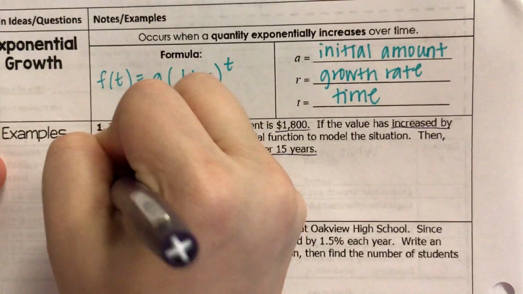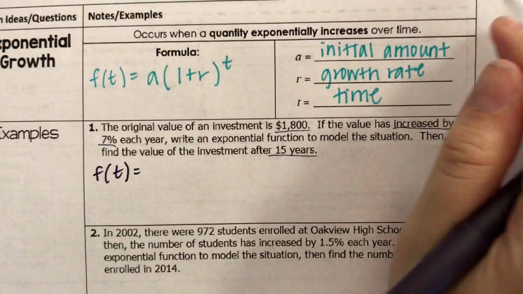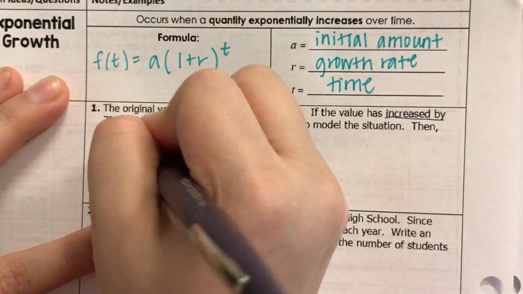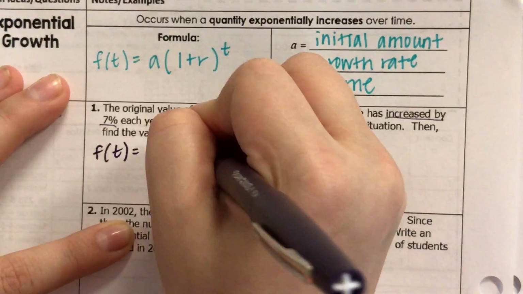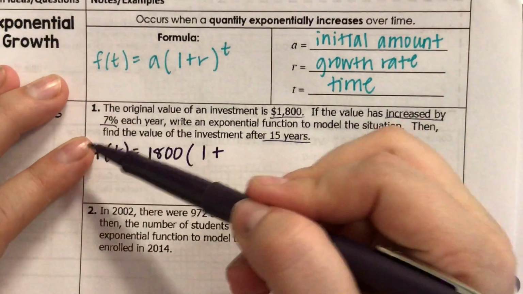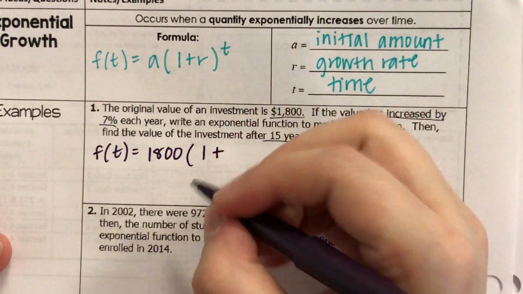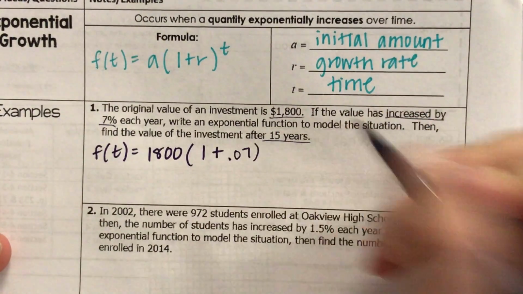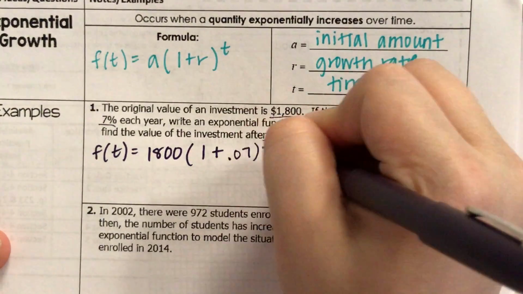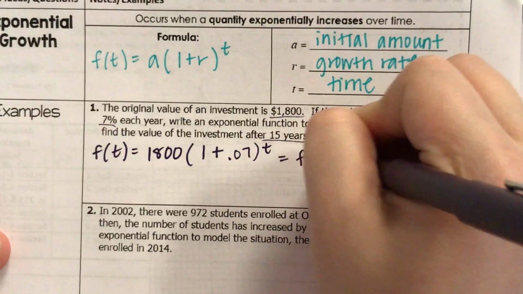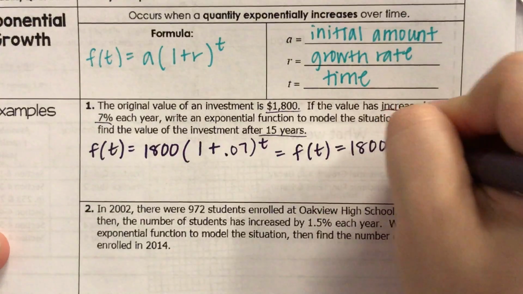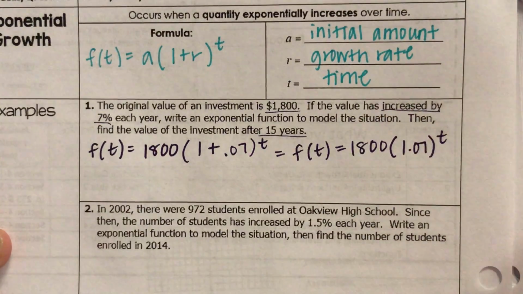So we're going to have some function of time, where A is our initial amount. Our original value was 1,800 times 1 plus our rate, which is 7%. We want this as a decimal, so we divide 7 by 100 and get 0.07. We raise that to the t power. So our function is f of t equals 1,800 times, well, 1 plus 0.07 is just 1.07 to the power of t.